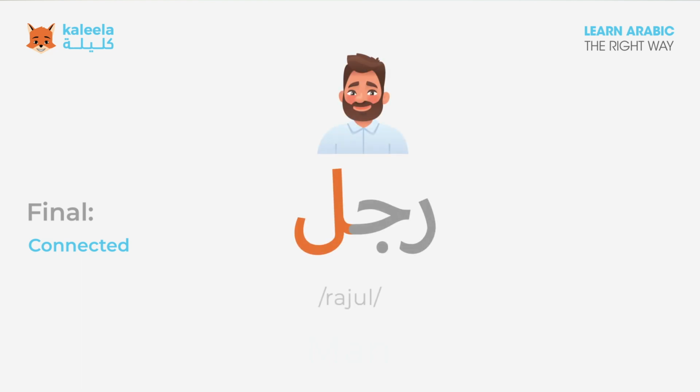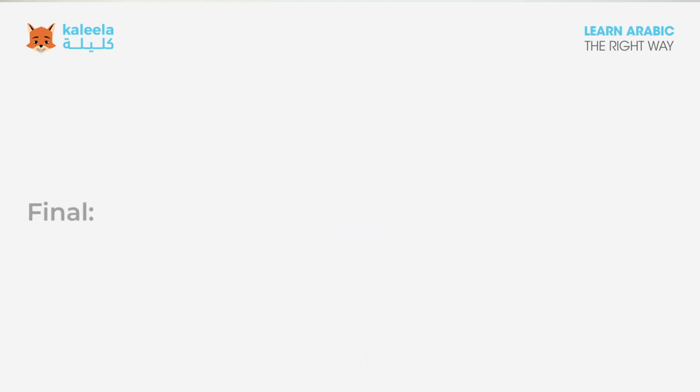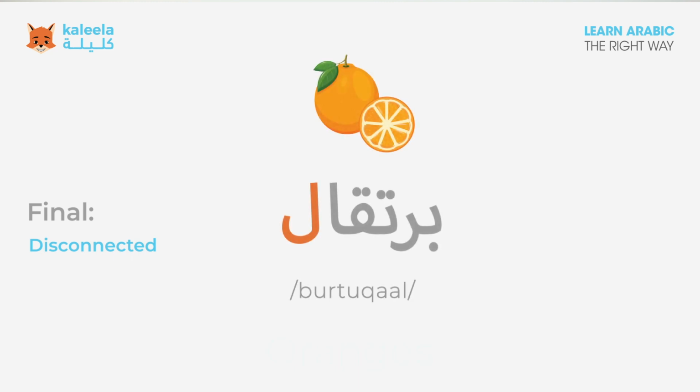The last position of the letter Laam is final, when it comes at the end of a word. Here we have two cases. The first case, at the end while being connected to the previous letters in the word, as in rajul, which means man. Laam here looks like an upside down cane stick. The second case, at the end while being disconnected from the previous letters in the word, as in burtuqal, which means oranges. Again, when the letter Laam is preceded by a letter from the first group, then it comes disconnected and looks like an upside down cane stick.